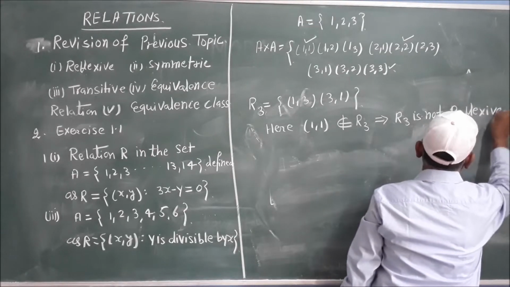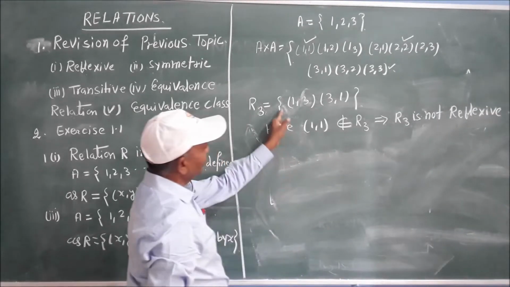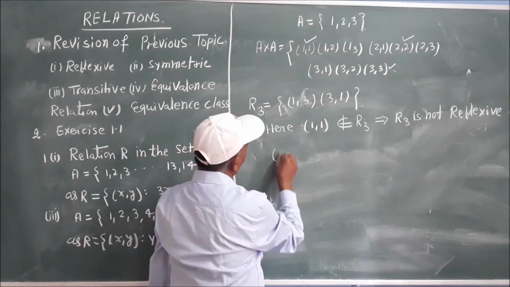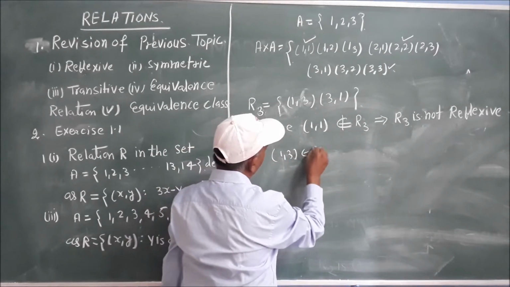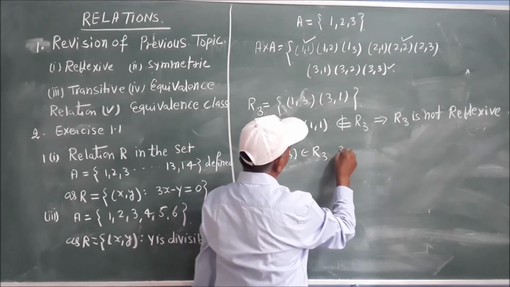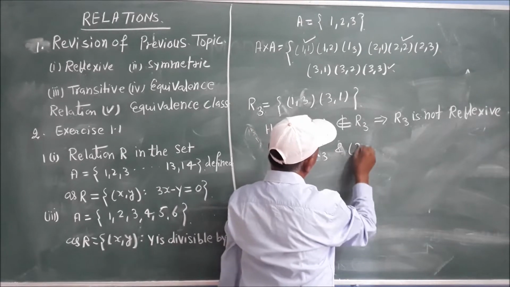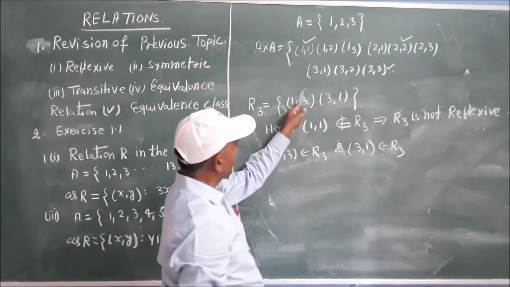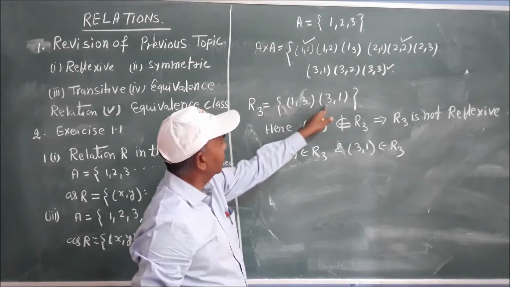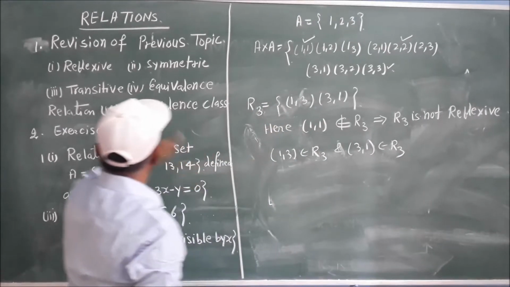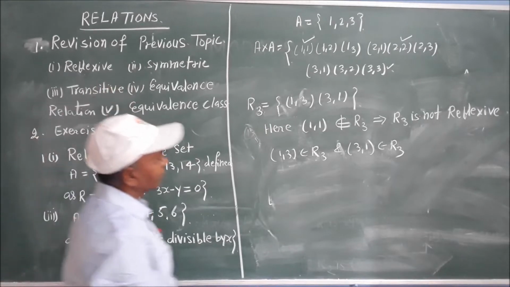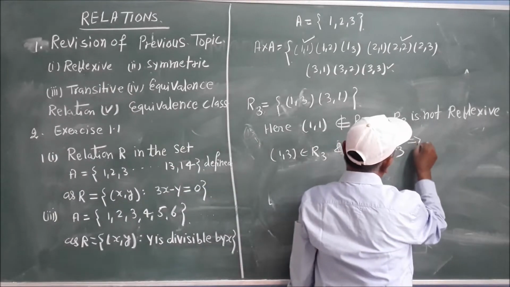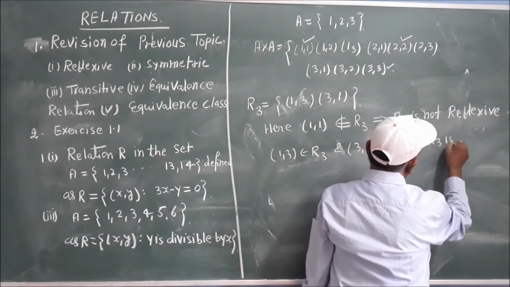R3 is not reflexive. Again, for symmetric, check here: (1, 3) belongs to R3 and (3, 1) also belongs to R3. So that means the symmetric property is satisfied. So you can say this implies R3 is symmetric.